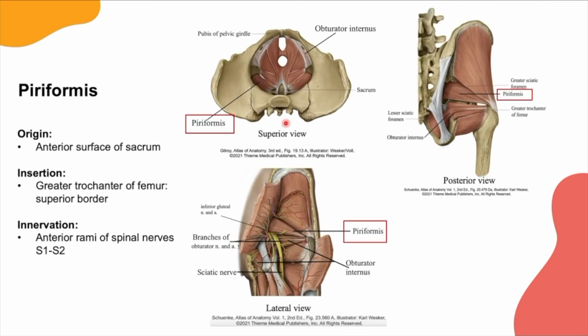Looking at the superior view of the pelvic floor, we see piriformis, which originates on the sacrum anteriorly, travels distally through the greater sciatic foramen to insert on the superior border of the greater trochanter of the femur. Piriformis is innervated by anterior rami of spinal nerves S1 and S2 of the sacral plexus and gets blood supply primarily from the inferior gluteal artery.